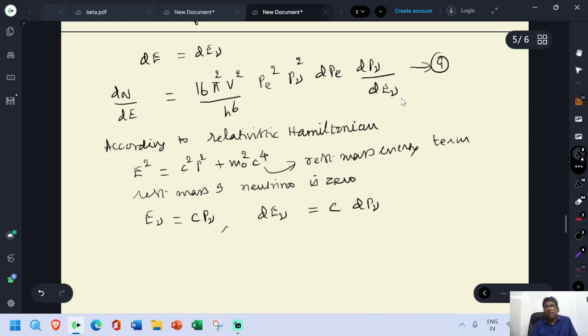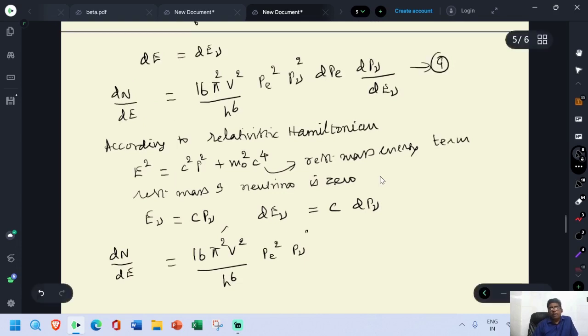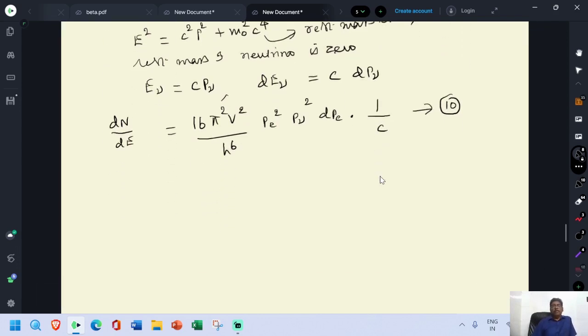Now, in equation 9, instead of dP nu, we have to substitute this value C into dP nu. Now dN by dE becomes (16π²V²/h^6) P²(P_nu²) dP (1/C). This is equation number 10. Now you have to find out the value of P nu square.